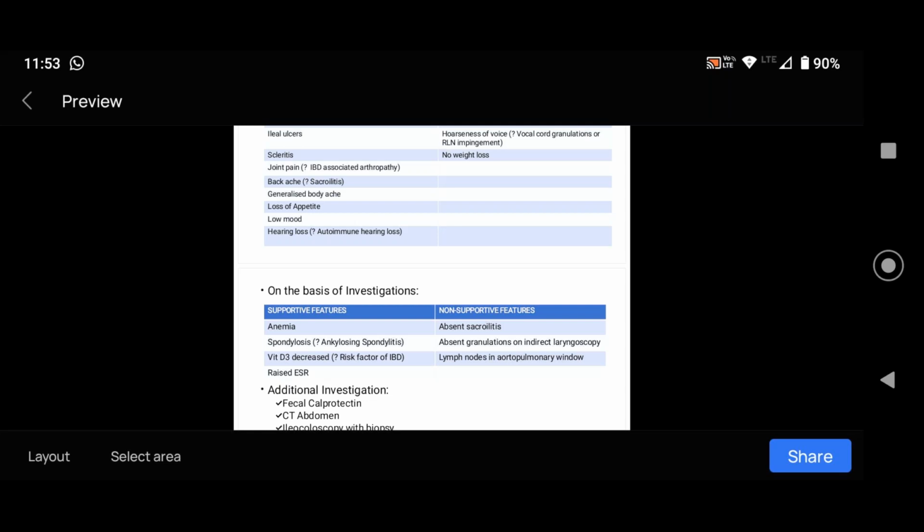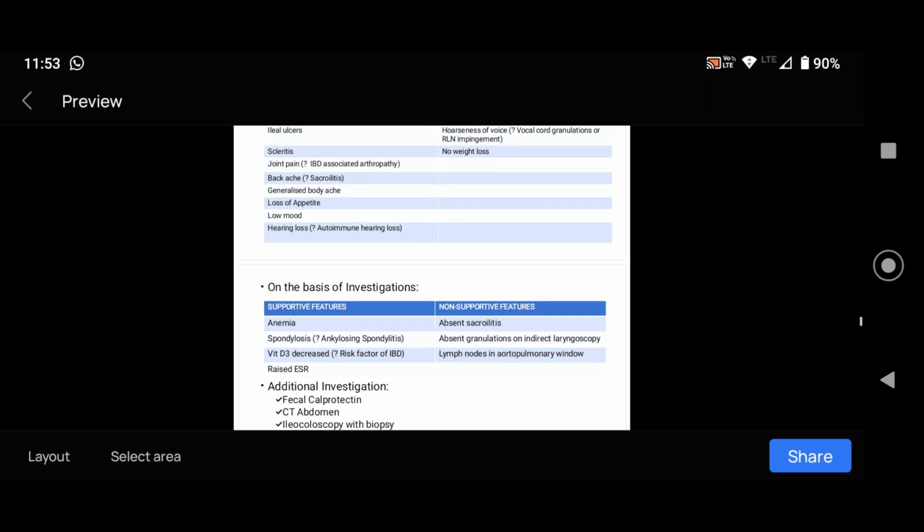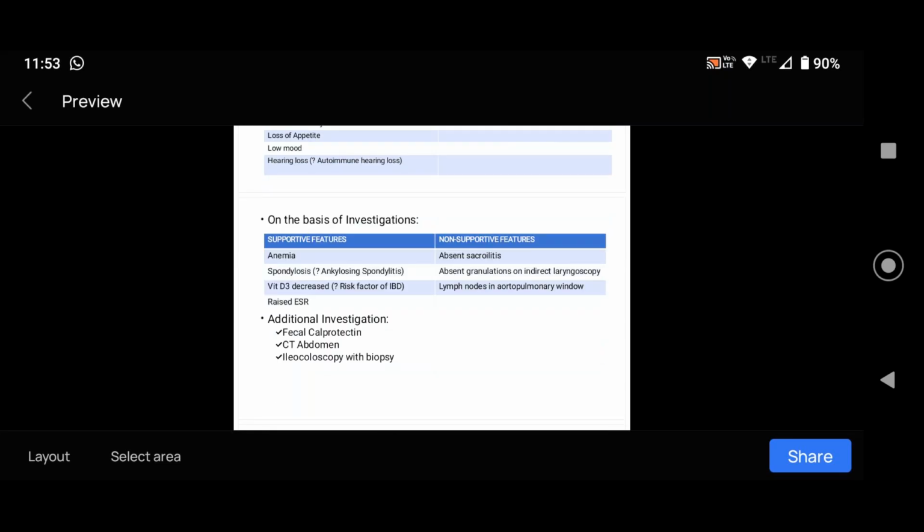And ma'am, additional investigation that could have helped us is that definitely we would want to go for certain confirmatory investigations. But one simple screening that could be done was the fecal calprotectin that could have helped us to screen inflammatory bowel disease. Apart from that, now the patient does not have the ulcer, but had he presented with the ulcer, we could have had a CT abdomen and ileocolonoscopy along with the biopsy of that.